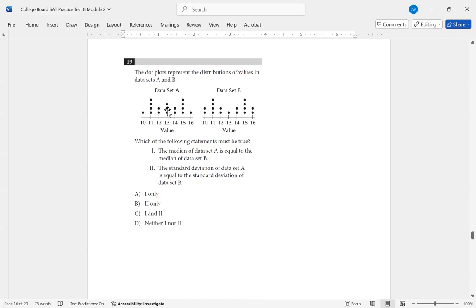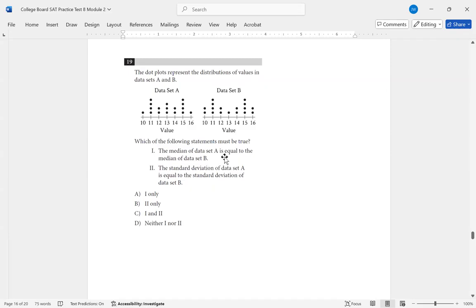Question 19. The dot plots represent the distribution of values in data sets A and B. Which of the following statements must be true? And then the statements are about the median. The median of the data set A is equal to the median of data set B. And then the standard deviation of data set A is equal to the standard deviation of data set B.